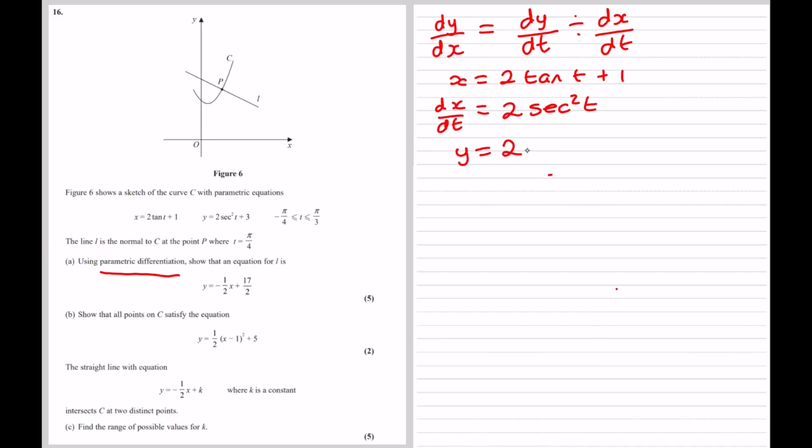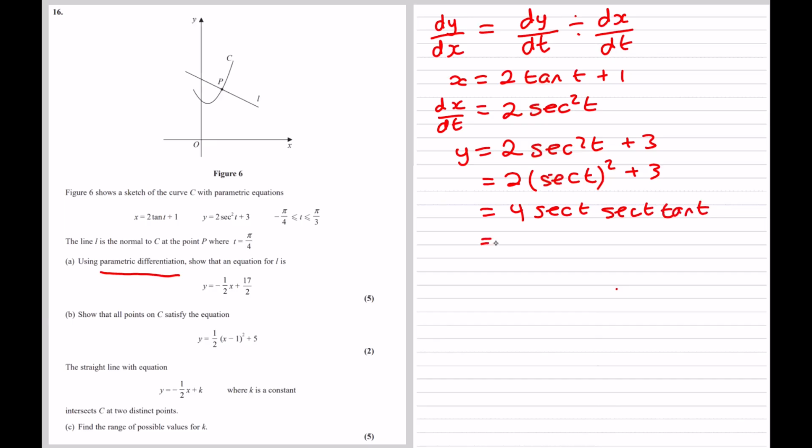Y is equal to 2 sec squared t plus 3. So think of it as 2 sec t squared plus 3. So we're going to times by the power, take 1 off the power, so that's just 4 sec t, times by the bracket differentiated. Sec differentiated is sec tan. So it's 4 sec t times sec t tan t, or simplified 4 sec squared t tan t.